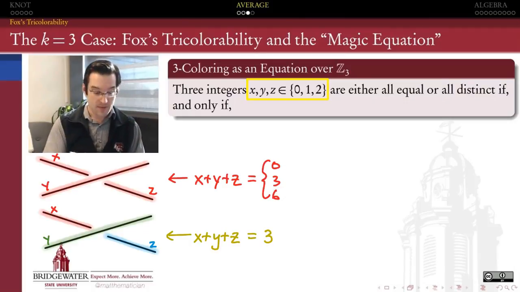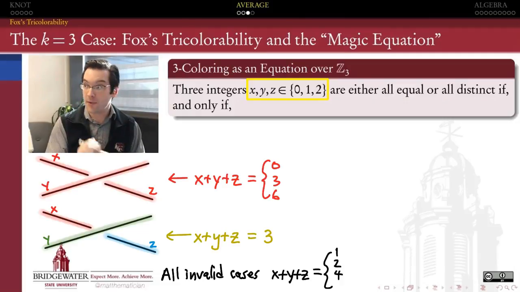We can also check that at any invalid crossing, in other words, a crossing at which two of the colors are the same but the third one is different, we can check all of those cases and see that the sum of X, Y, and Z in those cases is 1, 2, 4, or 5. So it seems like there's a lot of different results here, but they can all be unified by the observation that those valid colorations give me a sum at the crossings which is a multiple of 3, and those invalid colorations give me a sum at a crossing which is not a multiple of 3.